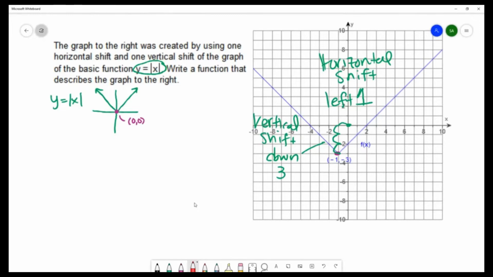And our base equation is absolute value. And on the inside, we want to do our horizontal shift, which we're going to do a plus 1 to do a shift to the left 1. And our vertical shift is going to be on the outside, and it's going to go down 3, so we subtract. So this is our horizontal shift, and this is our vertical shift. And this is our equation of the graph that we have on the right. Absolute value of x plus 1 minus 3.